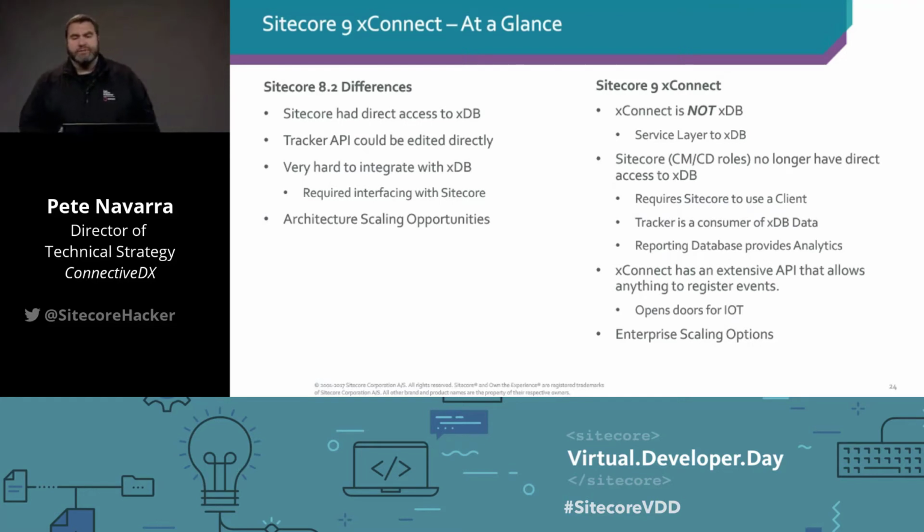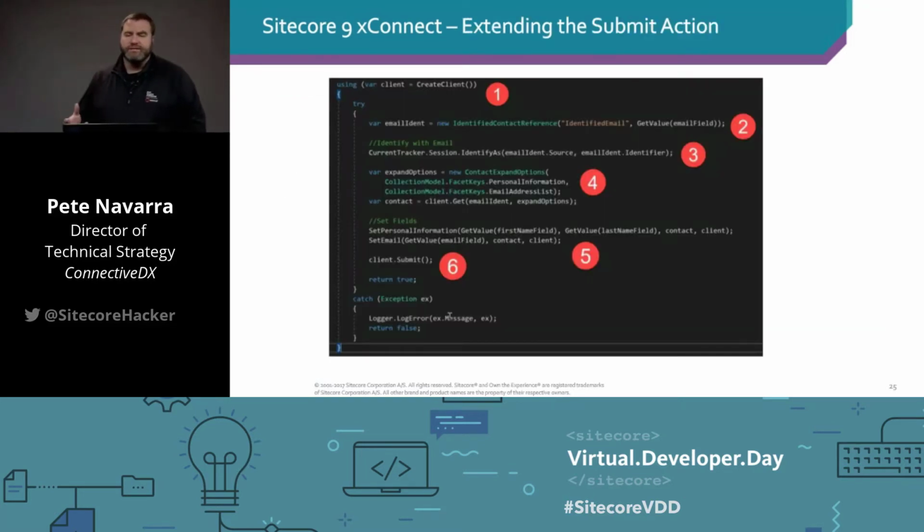So that client that I was talking about, when we're talking about extending the submit action, the first thing I want to show you is step one here. We're instantiating a client for xConnect. So you'll see my using context, developers pay attention, by the way, because I just stepped into developer speak. We're instantiating a client of service. Now that we've instantiated it, we're going to create a contact identification reference.